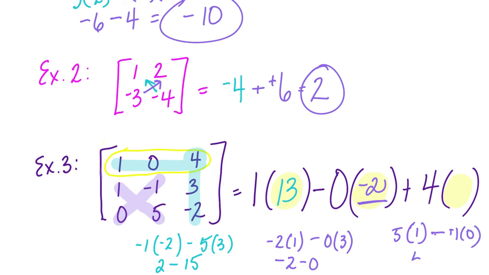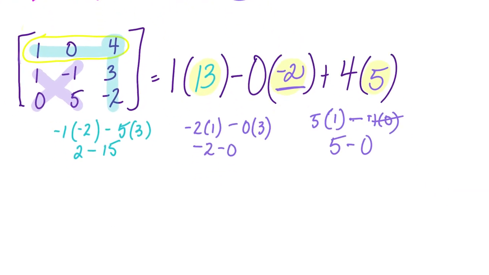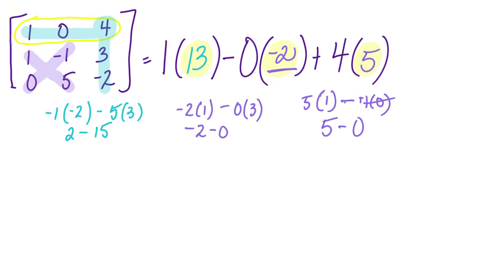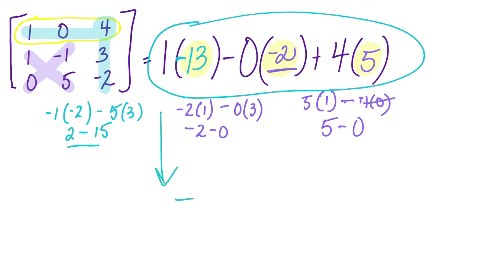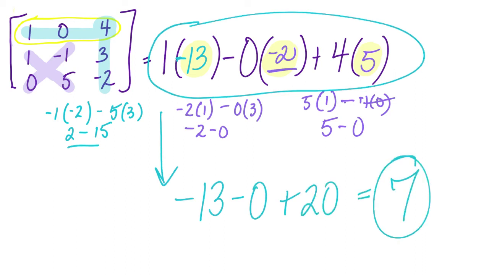Well, 5 minus 0 is 5. So once I have this information, I'm going to go ahead and actually solve it. Before I do that, I noticed I had a little mistake. Did you guys notice my little mistake that this should have been a negative 13? You were probably screaming that the whole time, weren't you? I'm sure you were. So I'm going to take this row, I'm going to write it down here, negative 13 minus 0 plus 20, and this is going to give me my 3 by 3 determinant of 7.